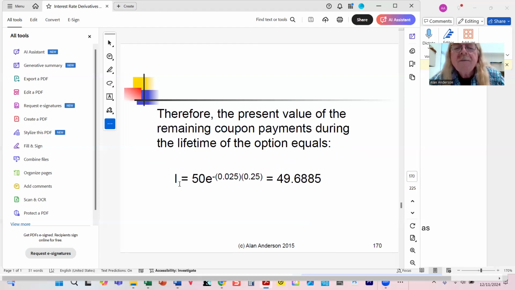And so the first thing we're going to do is figure out the present value of that coupon that we're entitled to in 3 months. If you notice, we're using e raised to the minus interest rate times the time period. So that means having $49.88 now is equivalent to getting $50 in 3 months, when the 3-month rate of interest is 2.5%.